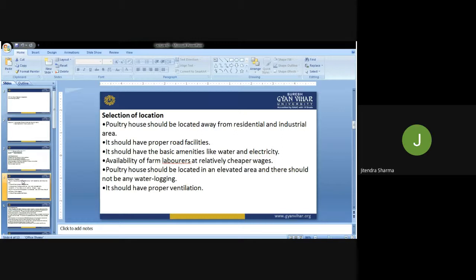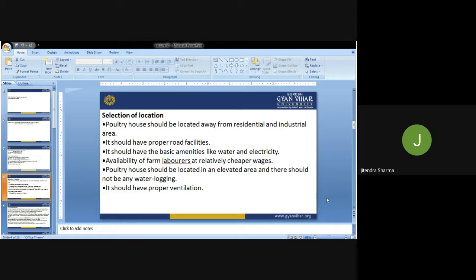Then it should have basic amenities like water and electricity. This is very much required. If we are selecting a site that doesn't have basic amenities like light and water supply, that is a problem, so the site we select should at least have basic amenities.